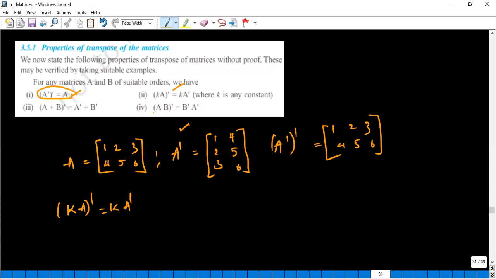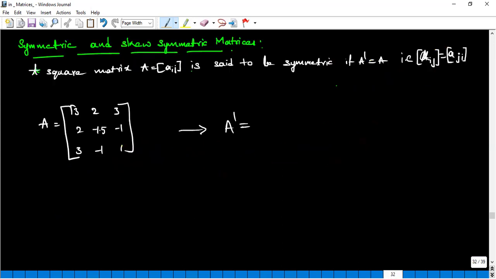AB whole dash is, this is very important. We know that matrix multiplication is not commutative, so we should be careful. AB whole dash is nothing but B dash A dash. We should start from the second matrix, B dash A dash. These are the very basic properties of the transpose of a matrix.